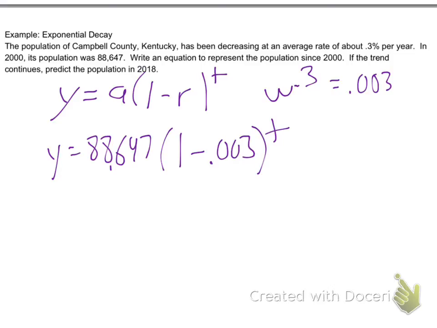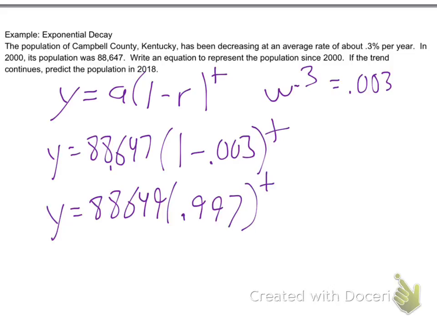But what happens when I subtract 1 minus 0.003? I end up with 0.997 to the t. And is 0.997 bigger than 1 or less than 1? It's less than. So therefore, it's decay. It's losing value.